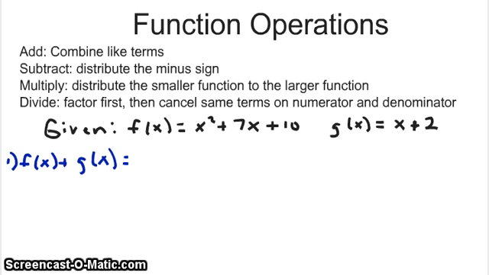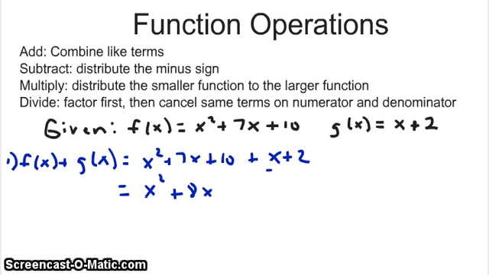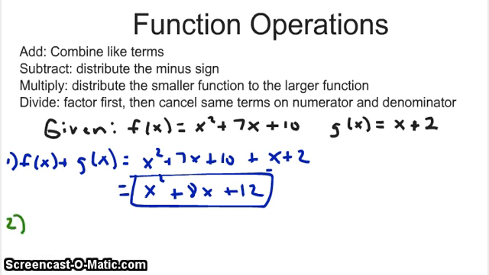So if we look at these functions, f of x, x squared plus 7x plus 10, and g of x is x plus 2. If I look at adding f of x and g of x, then we would have x squared plus 7x plus 10 plus g of x, which is x plus 2. So if we combine like terms, we have x squared, my 7x and my x combined to be 8x, my 10 and my 2 combined to be 12, and that would be your answer. Simple as that.